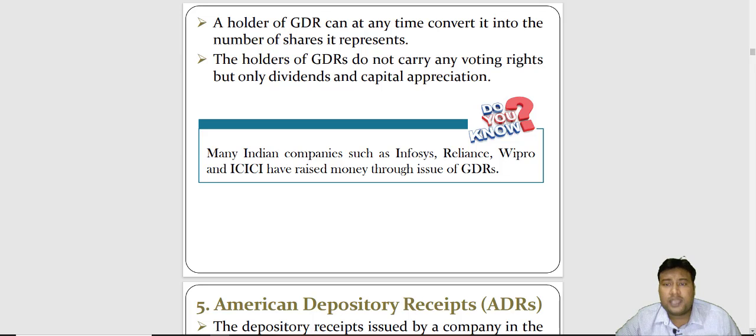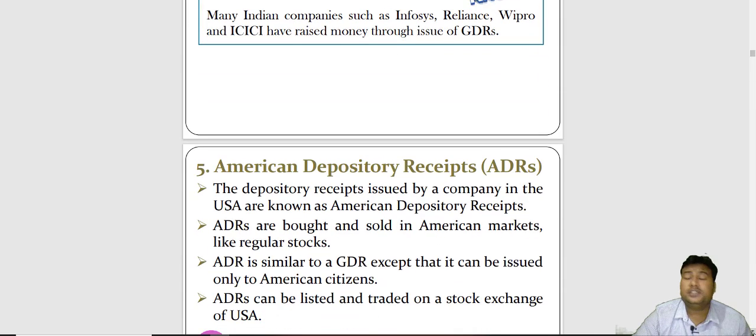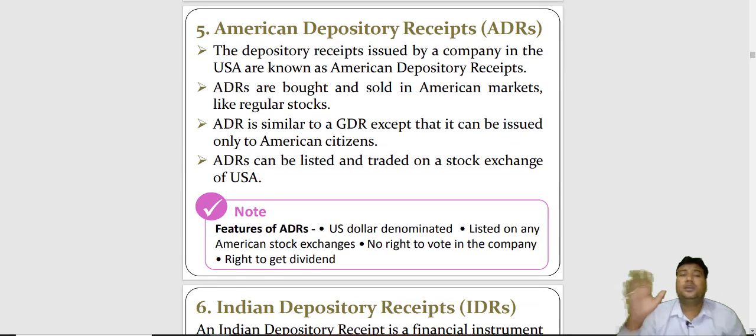Companies like Infosys, Reliance, Wipro, ICICI have raised money through issue of GDR. So these are the very popular companies which are issuing the GDR, which are receiving the foreign currencies in the form of GDR.